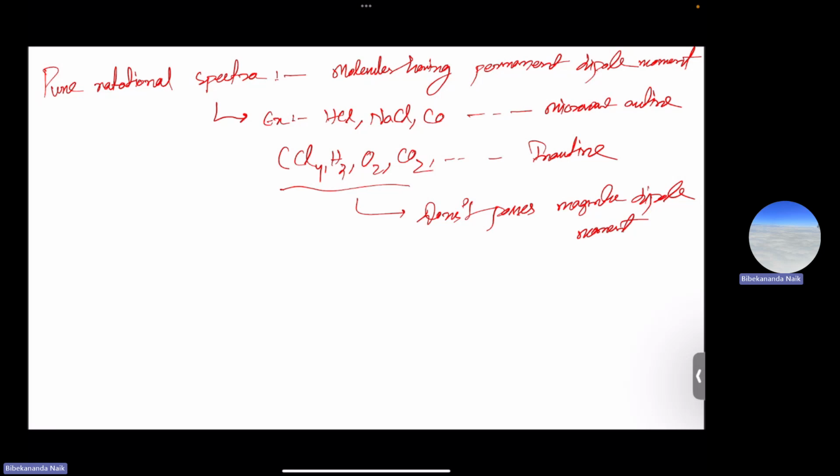And if we talk about the vibrational spectra, then vibrational spectra are shown by the molecules for which there is a change in dipole moment during motion.